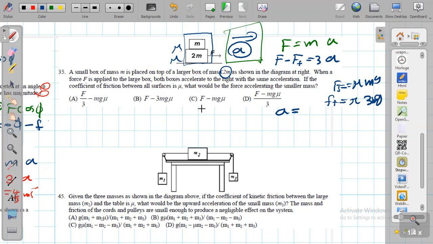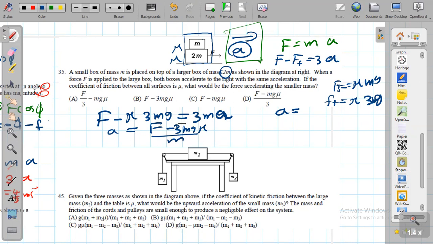Now let me apply it to here. F minus mu 3mg equals whole mass 3m times a. I can find out the acceleration. Acceleration is F minus mu 3mg over, sorry, 3m. This is what my acceleration is.